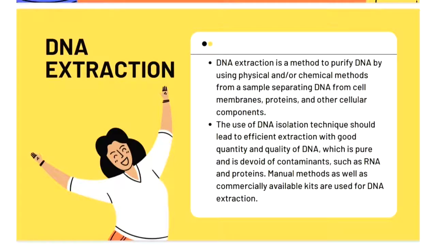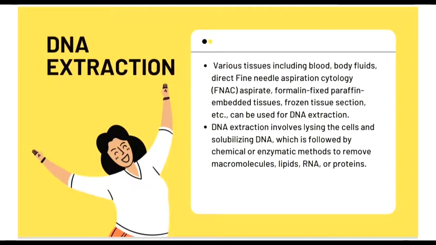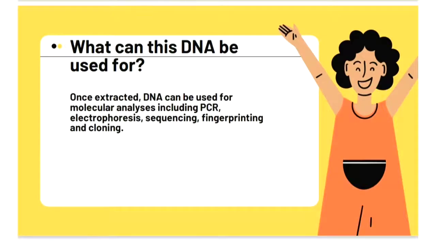Manual methods as well as commercially available kits are used for DNA extraction. Various tissues, including blood, body fluids, fine needle aspirated cytology (FNAC), formalin-fixed, pretreated tissue, and frozen tissue can be used for DNA extraction. DNA extraction involves lysing the cell and solubilizing DNA, which is followed by a chemical or enzymatic method to remove macromolecules, lipids, RNA, or proteins. So, what can this DNA be used for?